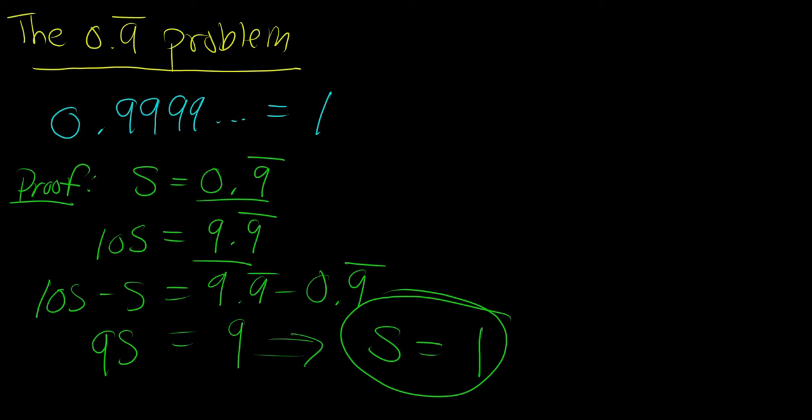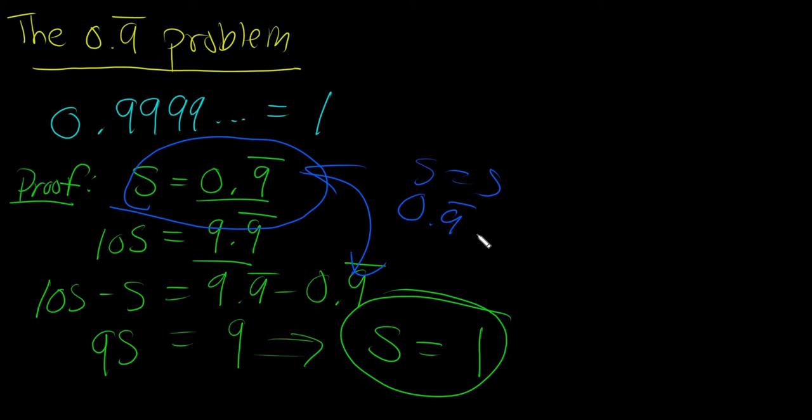So this implies that s must be 1. But I already defined what s was. I already said that s is 0.9 repeating. So since s equals s, 0.9 repeating must equal 1. And you might look at this and say, okay, well, that's pretty gimmicky. If you're not totally convinced by this, let me show you another way to do it.